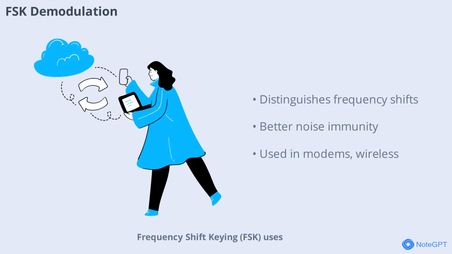Frequency shift keying, FSK, uses different frequencies to represent binary data. Demodulating FSK signals requires distinguishing between these frequencies and mapping them back to digital values. FSK is widely used in applications like modems and wireless communication, offering better noise immunity than ASK. Its reliability makes it a popular choice for many digital communication systems.